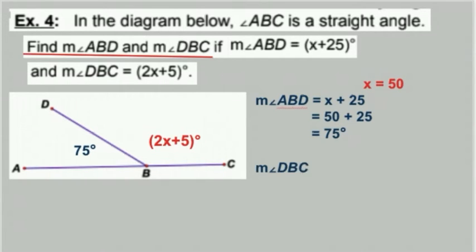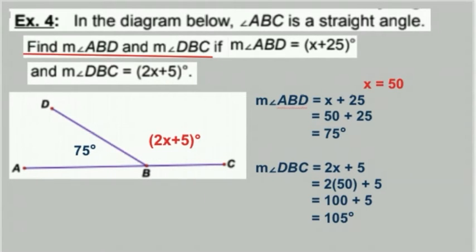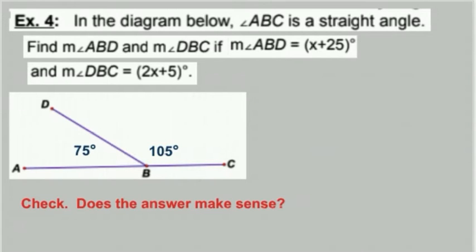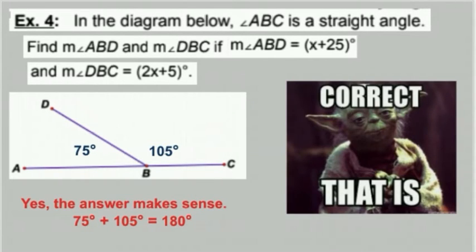To find the measure of angle DBC, which is 2x plus 5, substitute 50 in for x, and I get that that angle measure is 100 plus 5 degrees, which is 105 degrees. So angle DBC measures 105 degrees. Always check your answer to make sure it makes sense when you're done. Those two should add up to 180 degrees, and they do, so we have the correct answer.